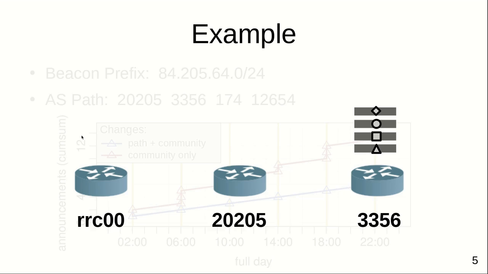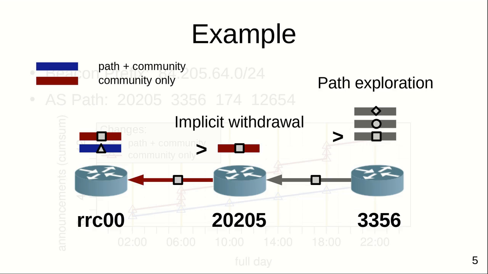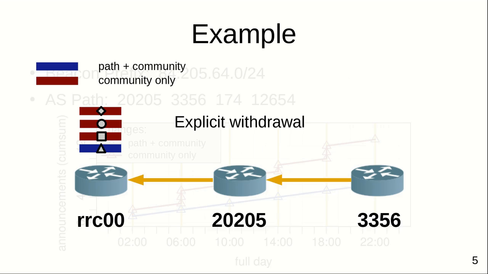When the AS path becomes active, AS3356 sends its first candidate, the triangle route, to AS20205, which is forwarded to the route collector. When the triangle route is withdrawn at AS3356, it sends the next candidate, the square route. And this continues until AS3356 has no more candidates and concludes with an explicit withdrawal.